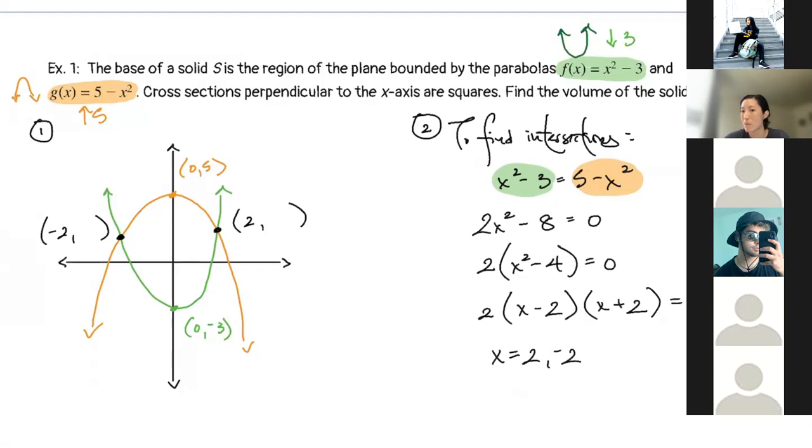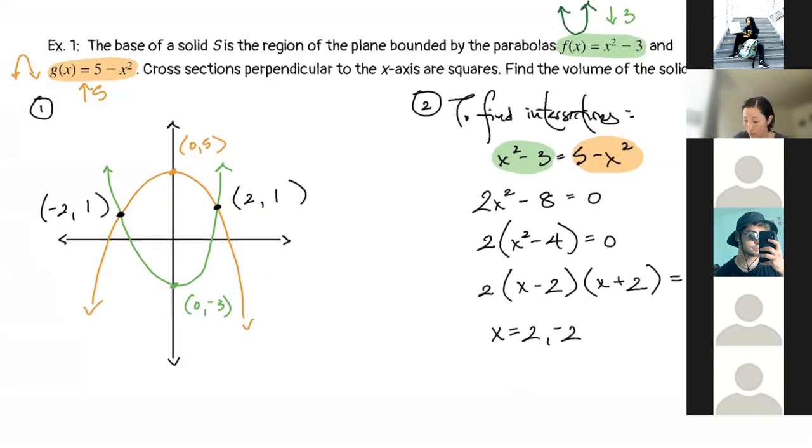So decision making, which one might be easier? Okay, I agree. Great decision making. Let's plug this into F and see what happens. So 2 squared is 4, 4 minus 3 is 1. So I know this has a y value of 1. I know this has a y value of 1. So we've got our points.